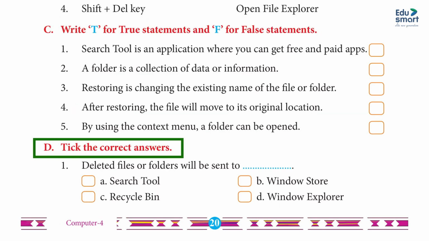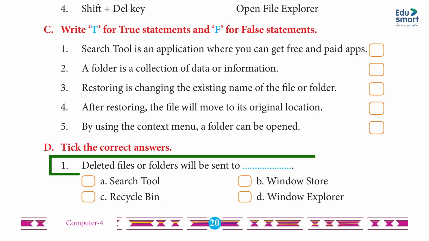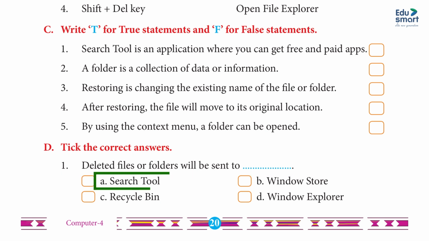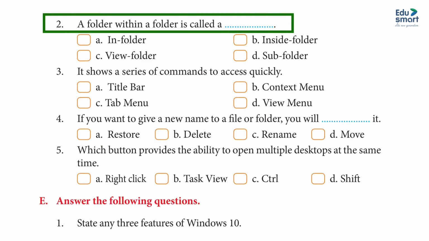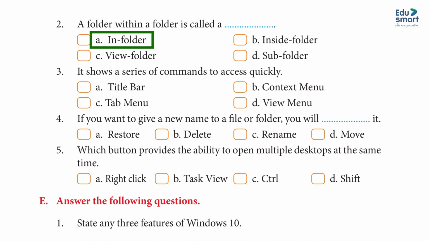D. Tick the correct answers. 1. Deleted files or folders will be sent to dash. A. Search tool. B. Windows Store. C. Recycle bin. D. Windows Explorer. Answer: C. Recycle bin. 2. A folder within a folder is also called a dash. A. In folder. B. Inside folder. C. View folder. D. Subfolder.